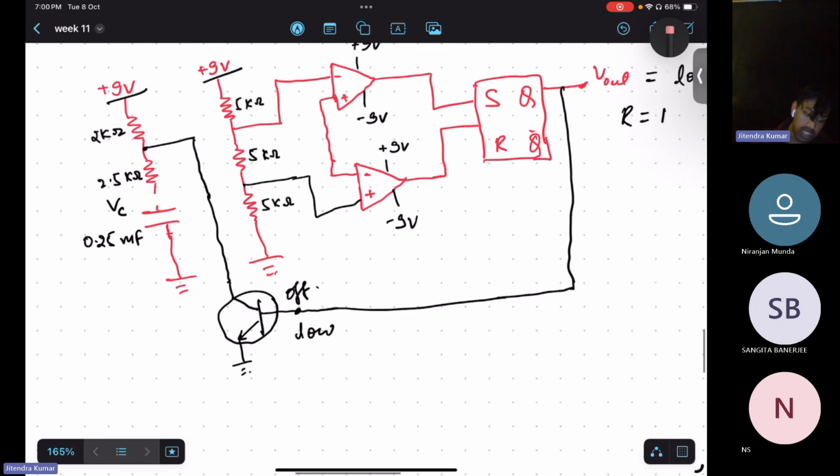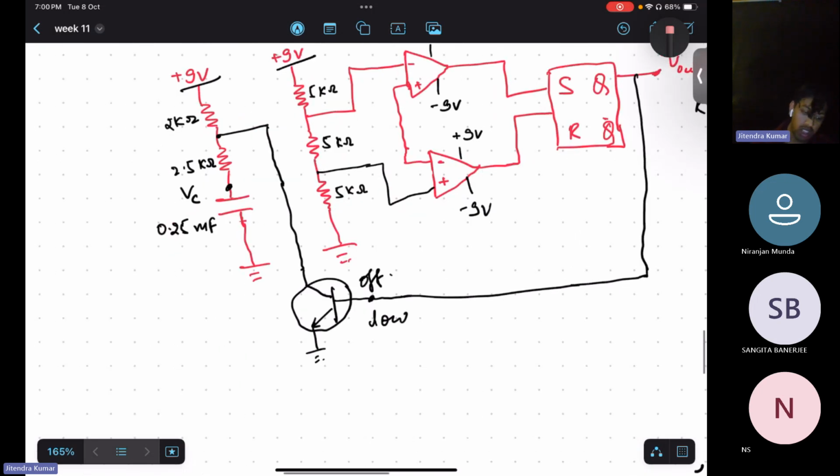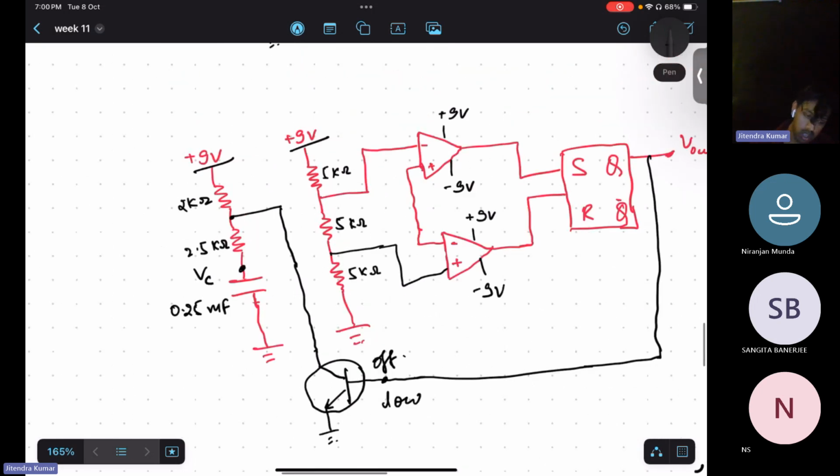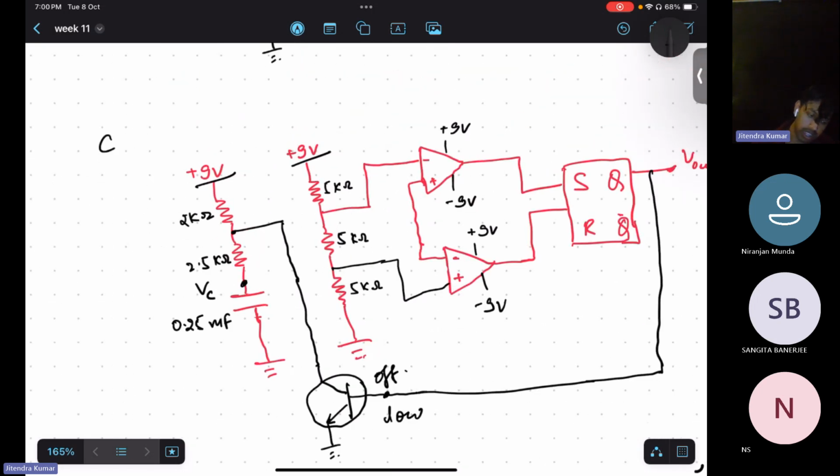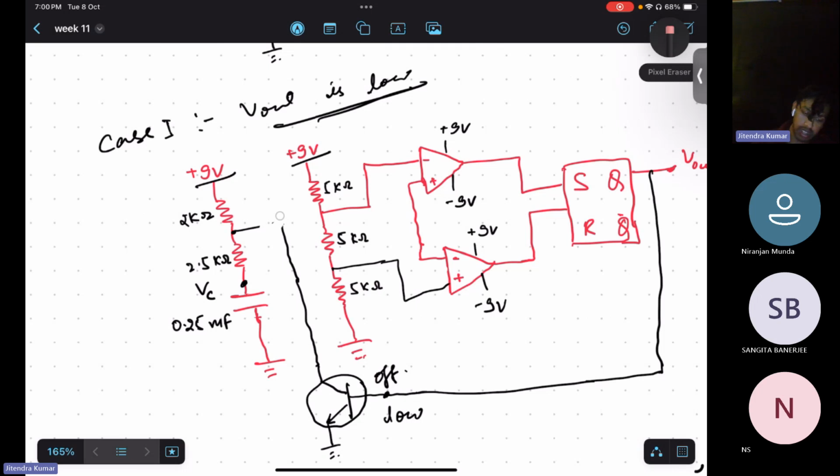In that scenario, this capacitor will be connected directly to the supply, and the capacitor will integrate, or it will rise. So this current will flow because this transistor is off. We are looking at the first case, and output is low. When output is low, our transistor will be disconnected, and there will be one current flowing in that branch, which will be basically integrating.